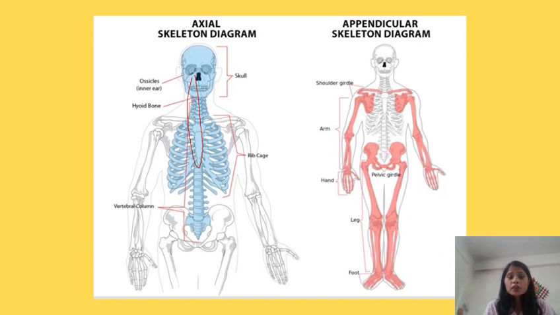और इसमें क्या क्या होता है? Skull, rib cage, that is rib cage. All right. And this is hyoid. This is ear ossicle. Okay.